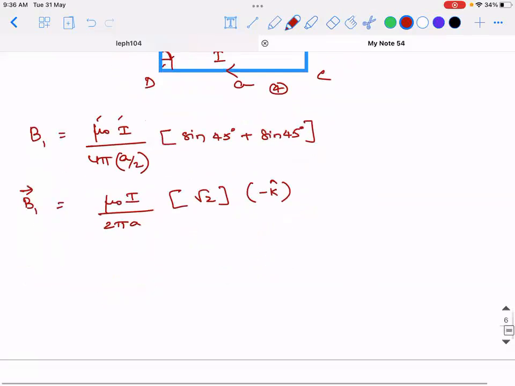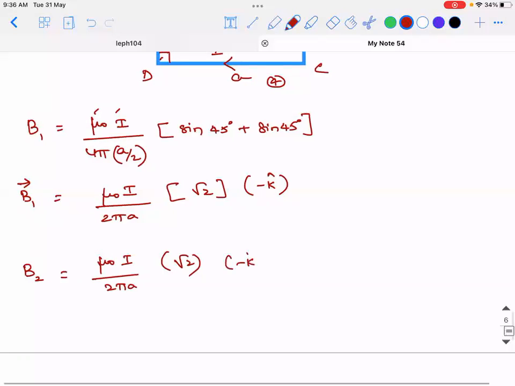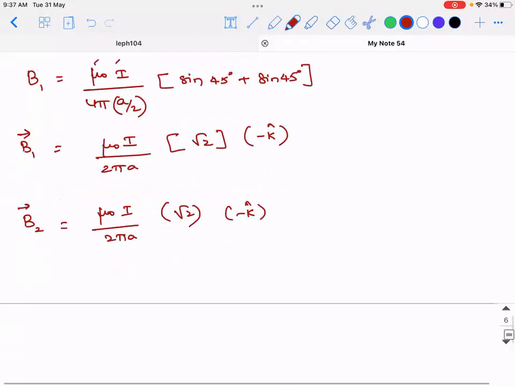Then what about B2, guys? I'll give you 1 minute time. Find out what is B2 and tell me. Is it the same or different? Same. So it will be mu naught I divided by 2 pi a into root 2. But what about the direction? It is still the same. What about B3? Then what about B4?